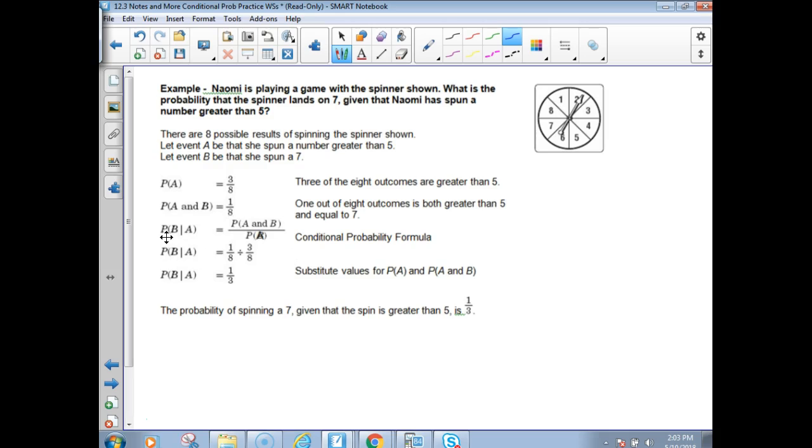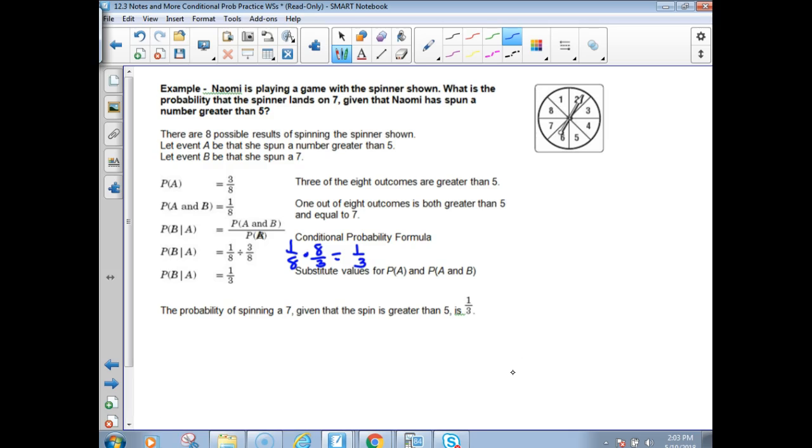The probability of B given A has already occurred is this lovely formula, probability of A and B divided by the probability of A. So they wrote 1/8 divided by 3/8. And if you did that division, you would change to multiply by the reciprocal, which is 1/3. So they got the answer 1/3. The probability of spinning a 7, given that the spin is greater than 5, is 1 in 3.